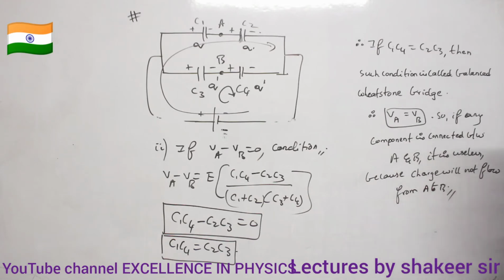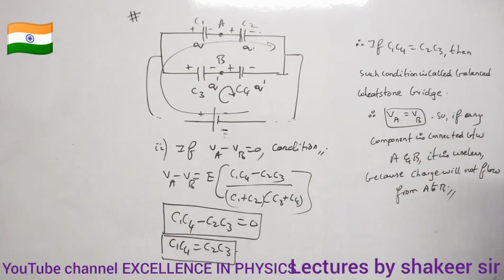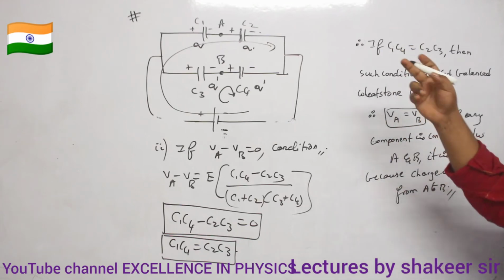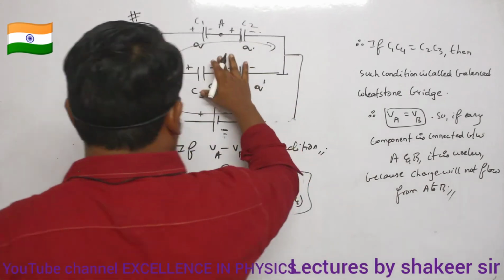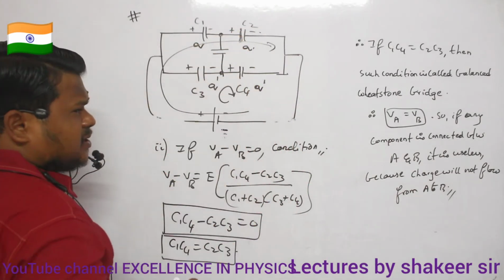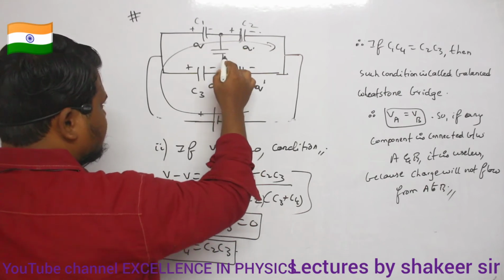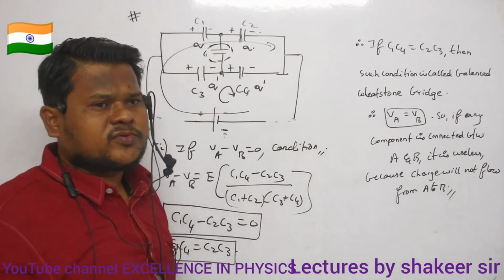Why charge will not flow from A to B? Charge flows only if there is a potential difference. If there is no potential difference, why charge will flow? Charge will not flow from point A to point B. Clear, ma? So therefore, what is the meaning of this one? It means that if I connect any other capacitor like this, then this capacitor is absolutely useless. There is no use of that capacitor.